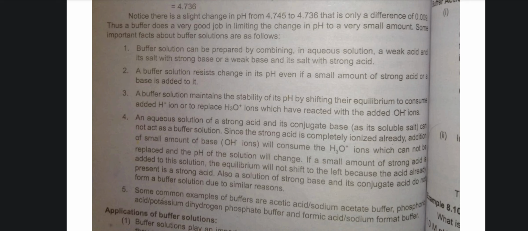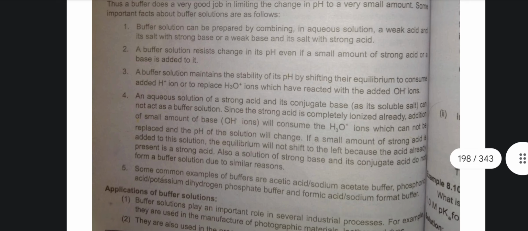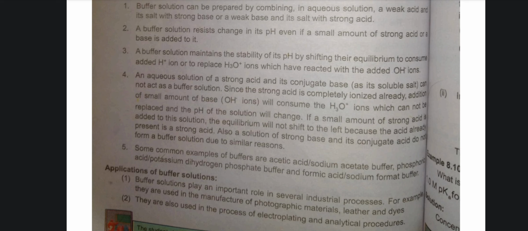And if a small amount of strong acid is added to this solution, the equilibrium will not shift to the left because the acid is already present as a strong acid. Also, a solution of a strong base and its conjugate acid does not form a buffer solution, for similar reasons.